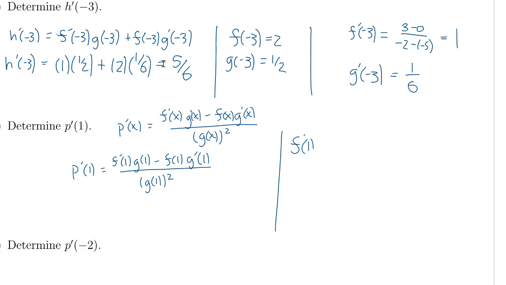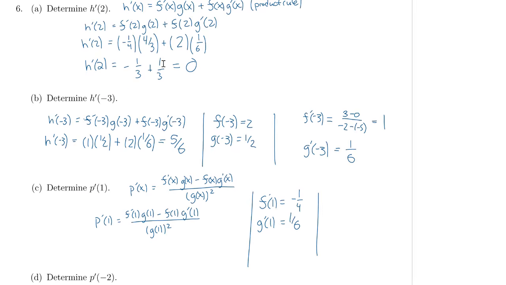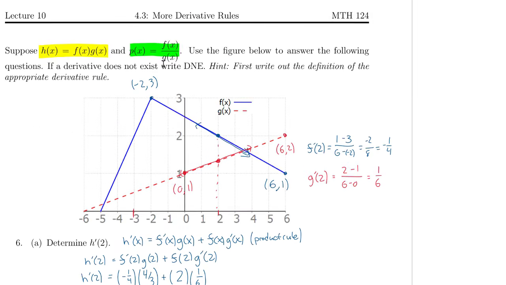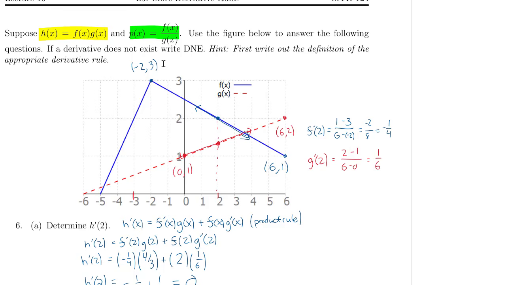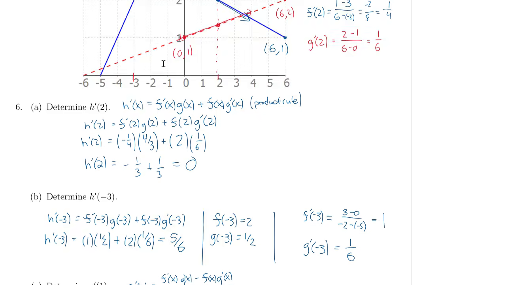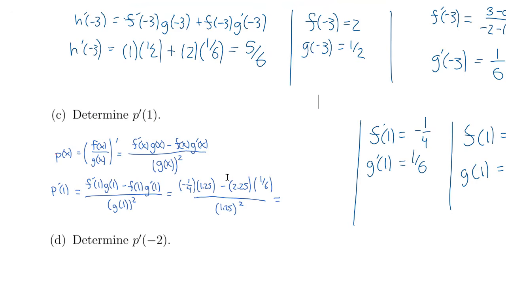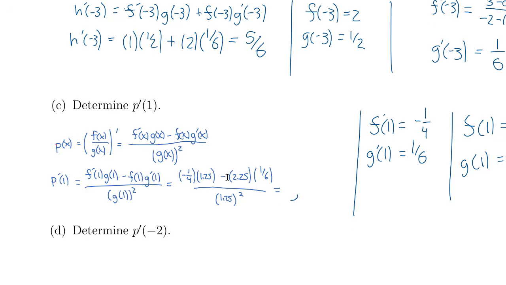So f prime of 1 will be -1/4, and g prime of 1 will be 1/6. The function values, however, are different at those places. So at x equals 1, f is about 2.25 and g is about 1.25. So when you put all that together, you should come up with a solution of -0.44.